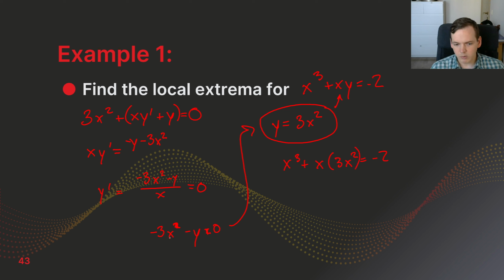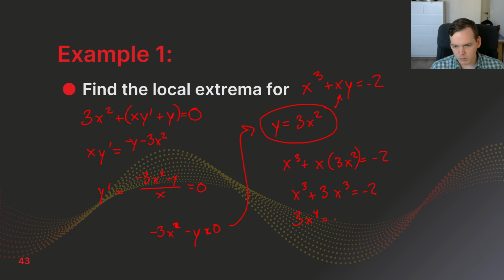So what we're doing here is we found all the places where the slope could be equal to 0, but not all these places actually are on our function. So we need to plug this in to see which x values are in our function that are also places where the slope could be 0. So if we do this, we get x cubed minus 3x cubed is equal to negative 2.